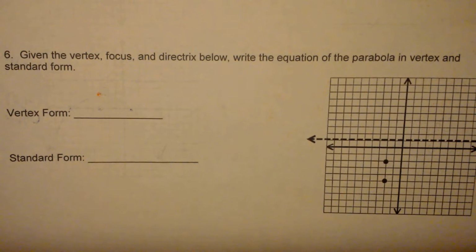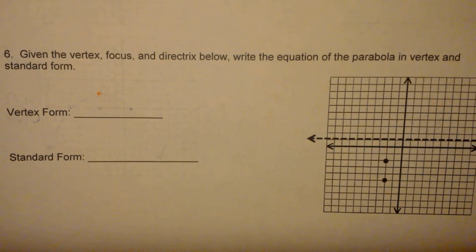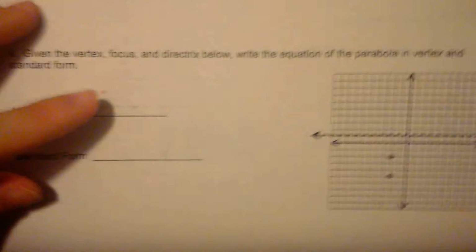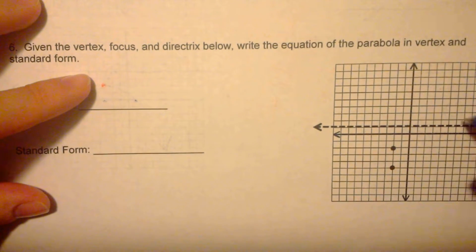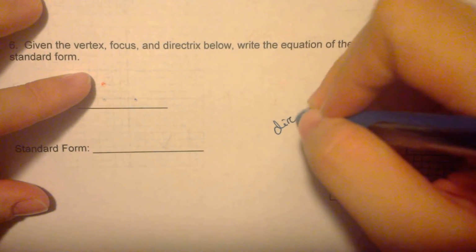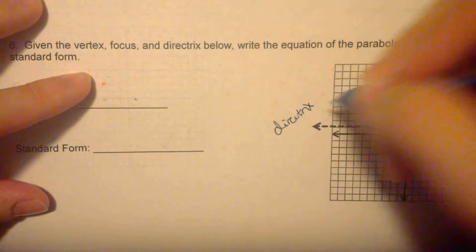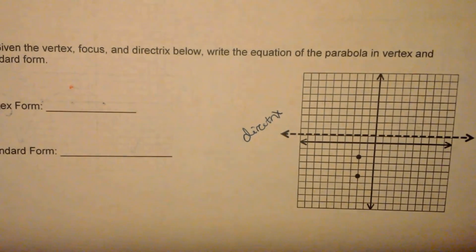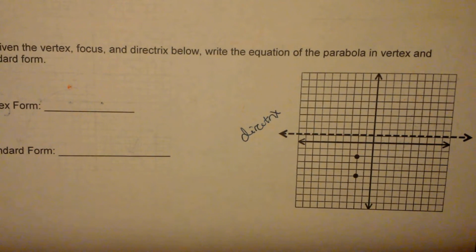So we looked at finding the attributes given the equation. Now we need to write the equation given the attributes. So the biggest issue for students is looking at this. Obviously the dashed line is a directrix. But finding out which one of the dots, or the points, is my vertex, which one is the focus.